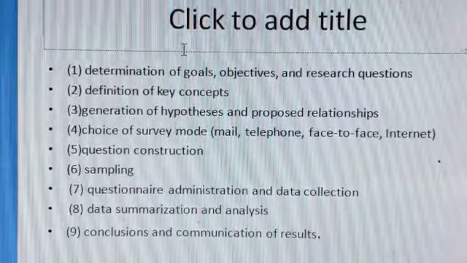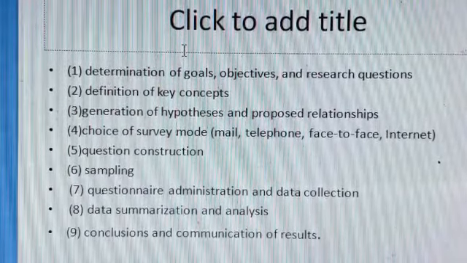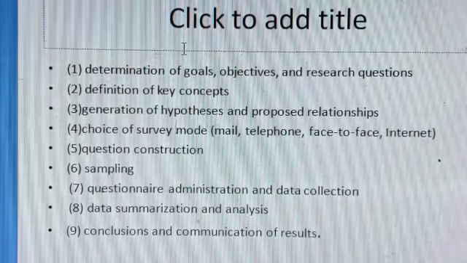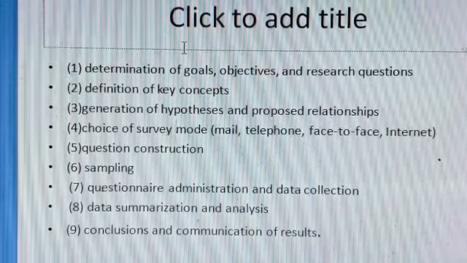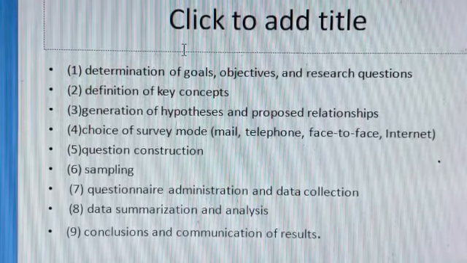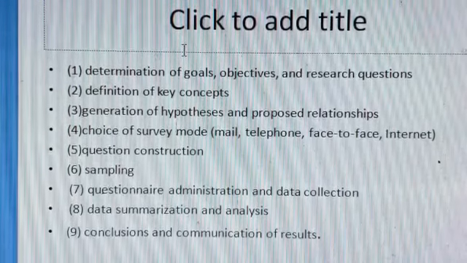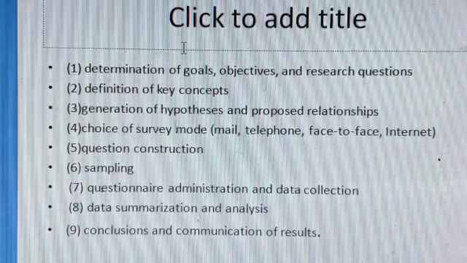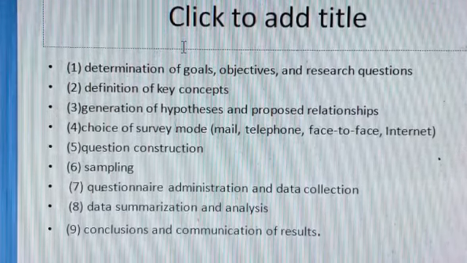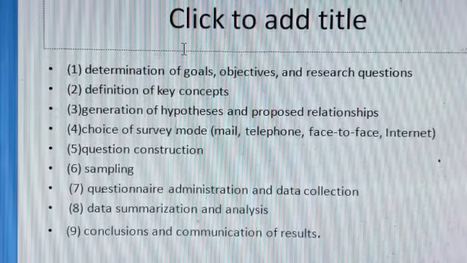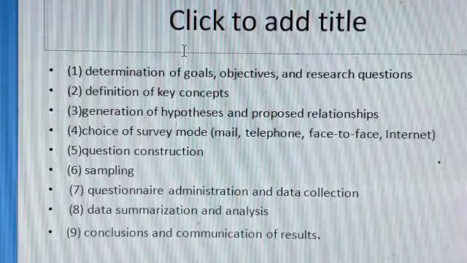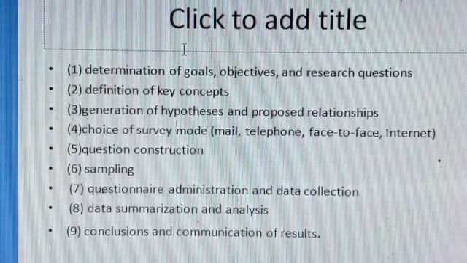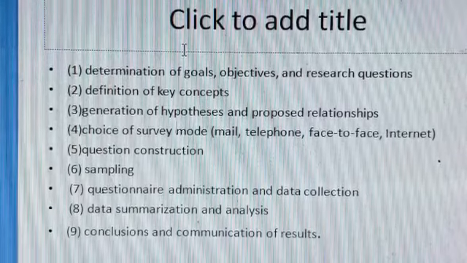Like the determination of goals, the objectives, and the research questions. Second, what are the key concepts we have in our research. Third, the generation of the hypothesis and the proposed relationship. Fourth, the choice of the survey mode, maybe email, telephone, face-to-face, internet. Fifth, the questions we are going to construct. Sixth is sampling. Seventh, the questionnaire administration and data collection. Eighth is data summarization and analysis. And ninth is conclusion and communication of results.